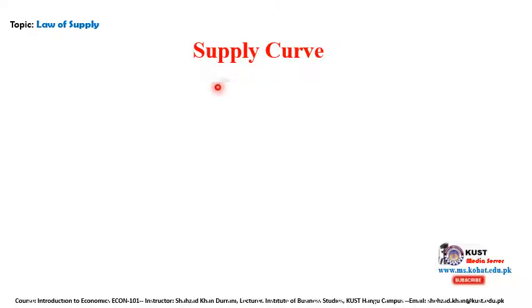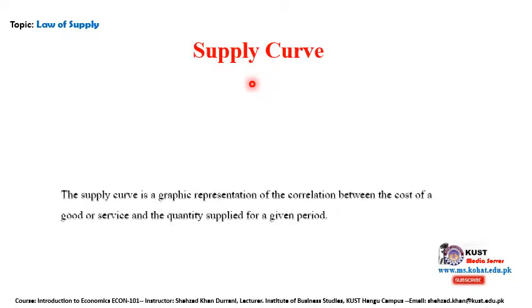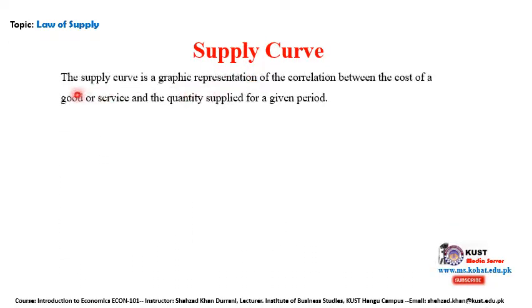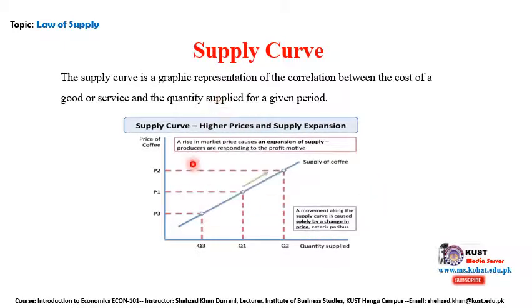Now, the supply curve. The supply curve is actually a graphical representation of the law of supply. It is a graphic representation of the relationship between the price of a product or service and the quantity supplied for a given time period. So the same relationship between the price and the quantity supplied, and we will see it through a graph. Here, for example, on the x-axis we have the price, and on the y-axis, or you can call it the horizontal axis, we have the quantity supplied.